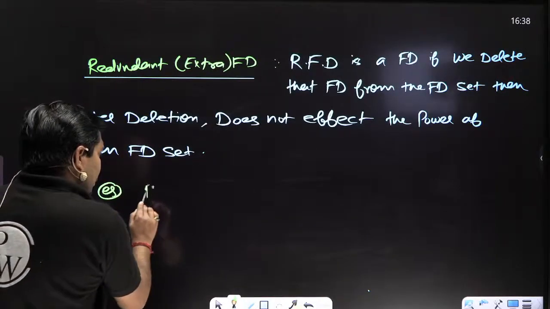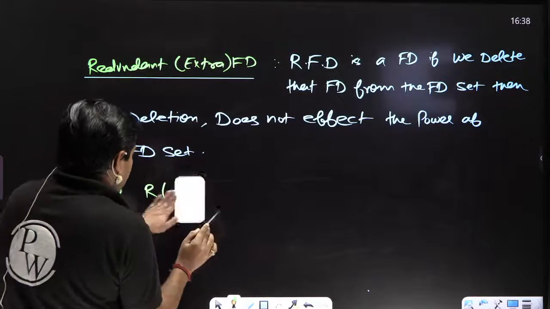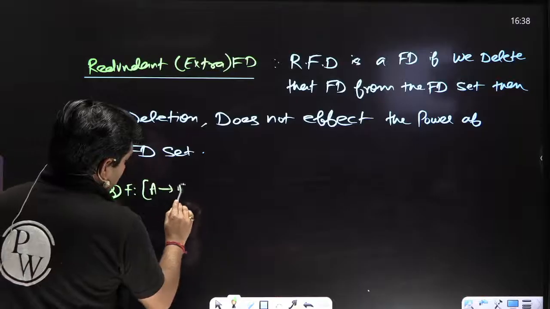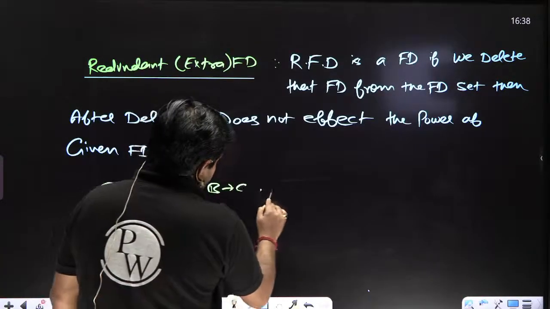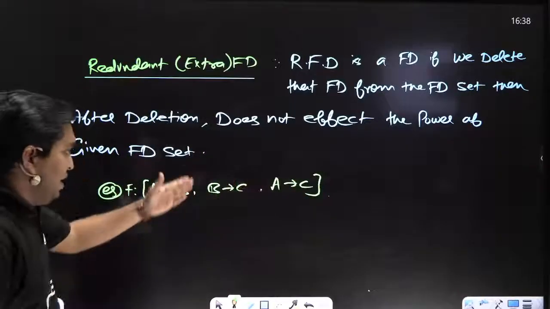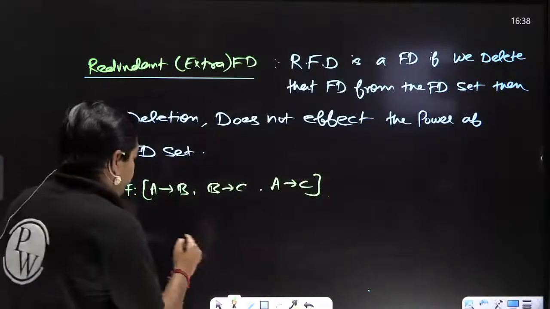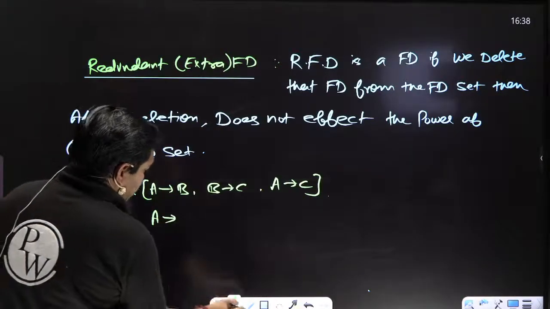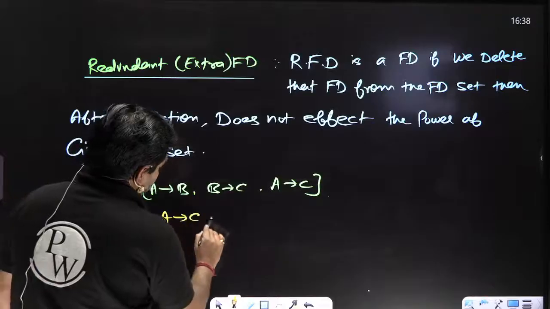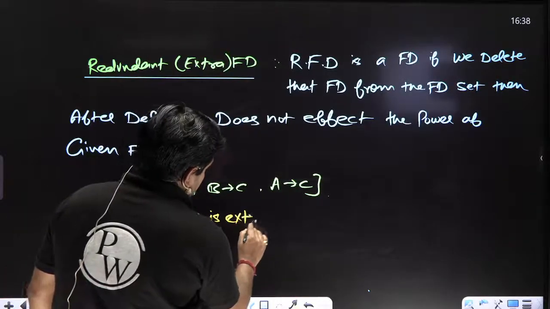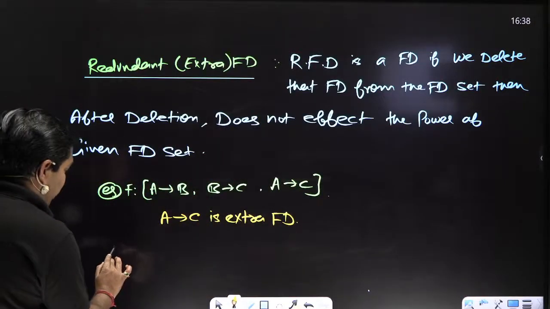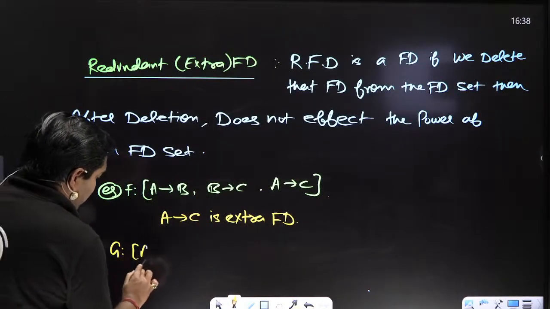For example, here we have an FD set. Let us assume A to B, B to C, and A to C. Here A tends to C is an extra FD. Assuming A tends to C is an extra FD, then what is the new FD set after this?